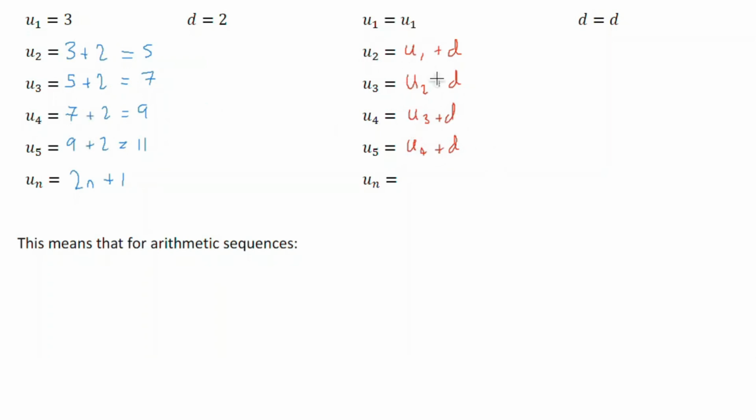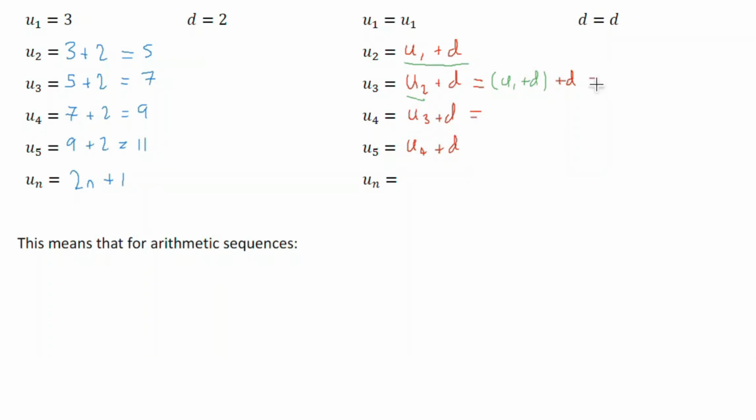But the problem with this is we can't evaluate it because we don't know the values of u1 and d in these cases. But we can actually do something else here, because in this term here we've got u2, and we know that u2 is equal to u1 plus d. So we can replace it with u1 plus d and then plus d added on at the end here. Similarly, we know that u3 is this whole thing.